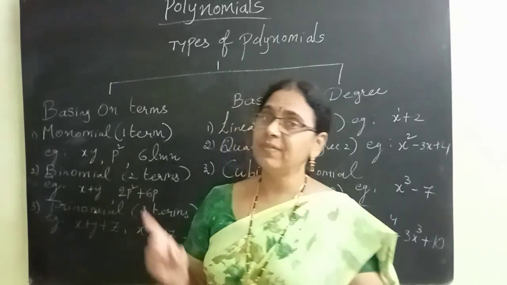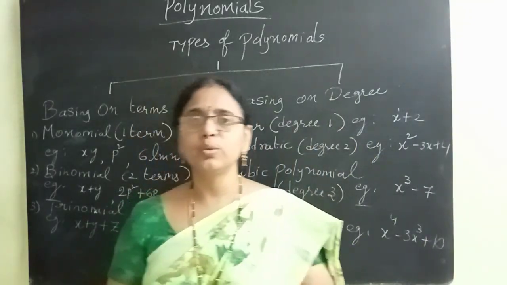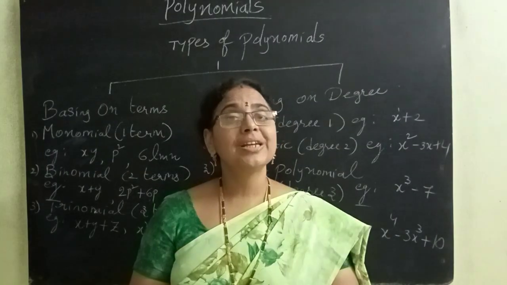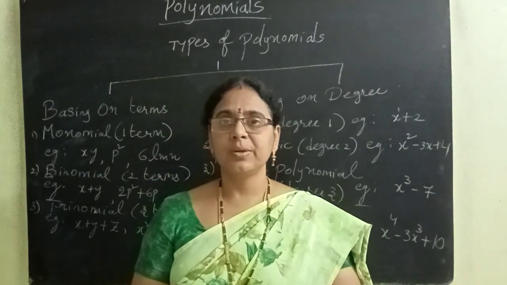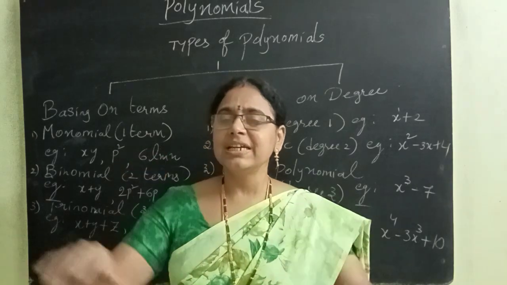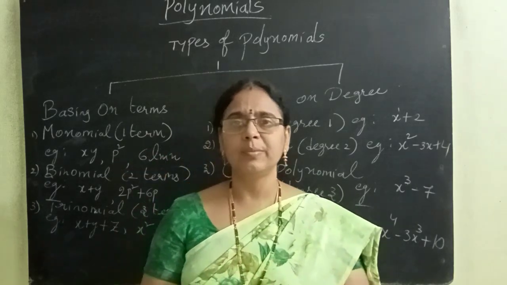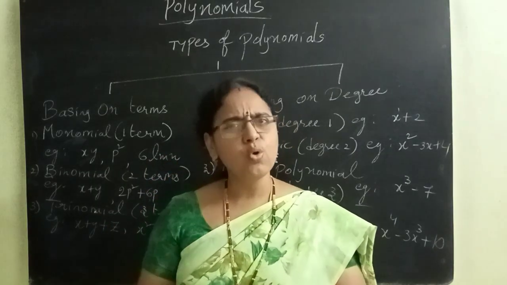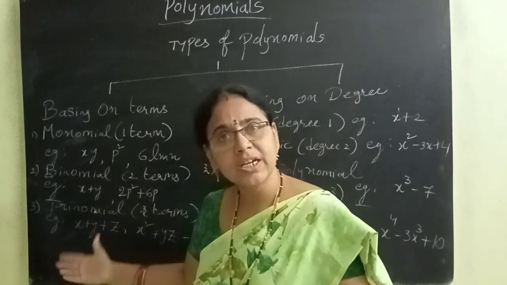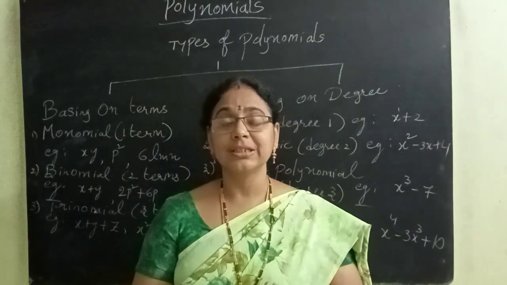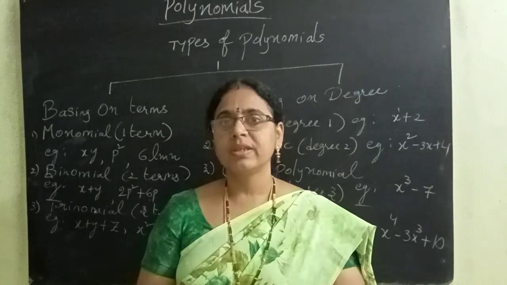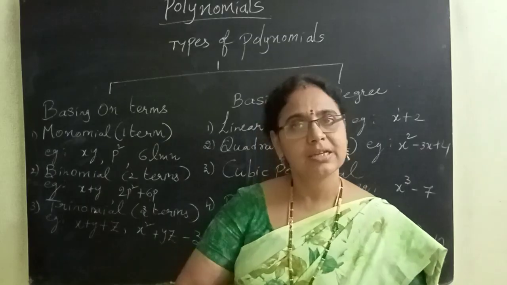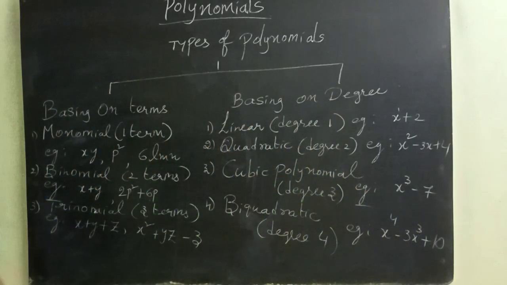Okay, a polynomial having one term is known as monomial. A polynomial having two terms is known as binomial. A polynomial having three terms is known as trinomial. For a polynomial having four terms onwards, he did not give any name. So we will call them polynomials. Monomial, binomial, trinomial are also called polynomials, but particularly he gave some names. That's what we will mention. They are monomials, they are binomials, these are trinomials. Okay, it is about basing on terms.